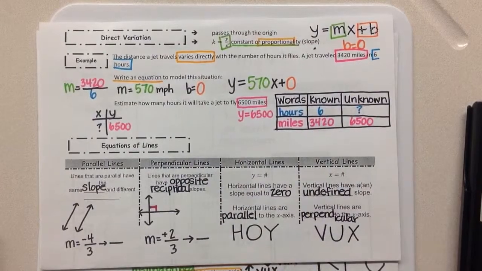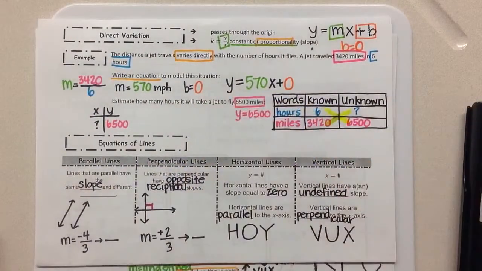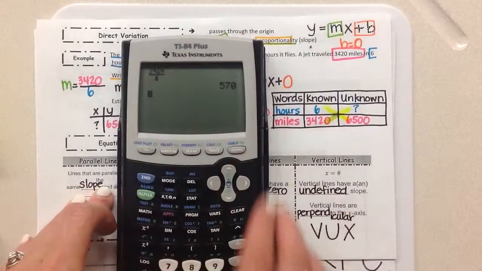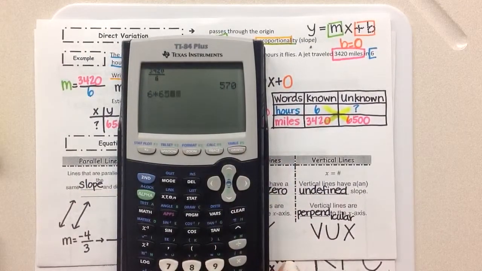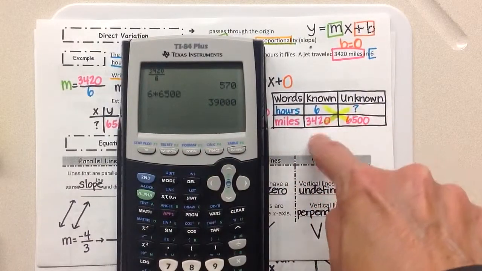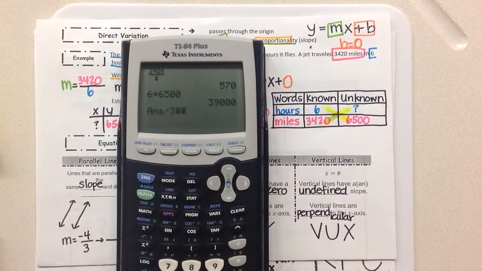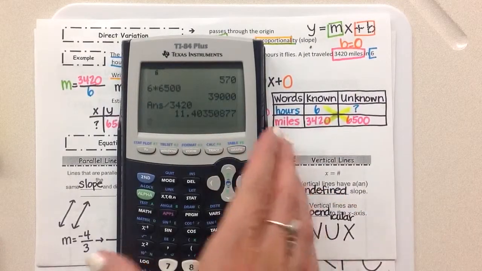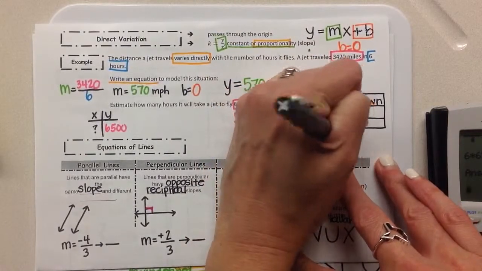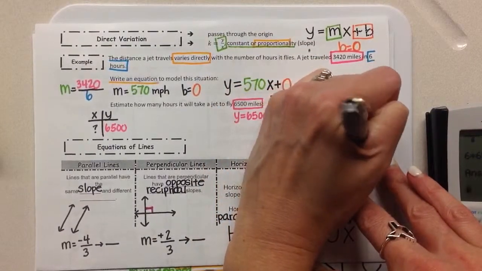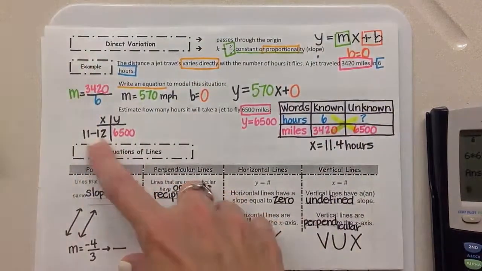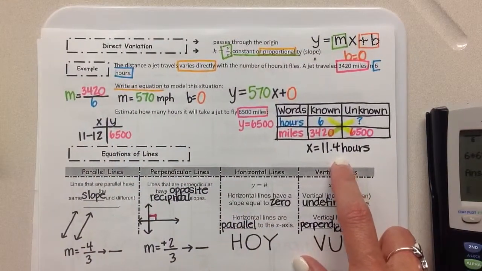So now I'm going to cross multiply and divide to solve this proportion. And so remember, to solve a proportion, you're going to multiply the two numbers that are connected together. So I've got 6 times 6,500, and then I'm going to divide by the number that's connected to my unknown number. So I'm going to divide by 3,420, and I get 11.4. So x is equal to 11.4 hours. And if I used my knowledge from my table, remember my x value was going to fall between 11 and 12, and 11.4 is between 11 and 12.